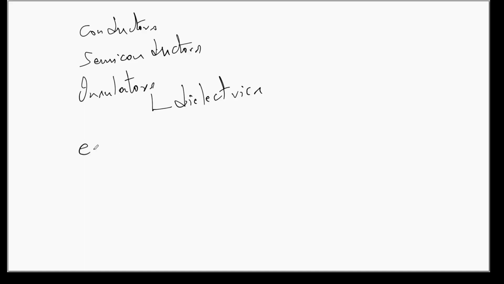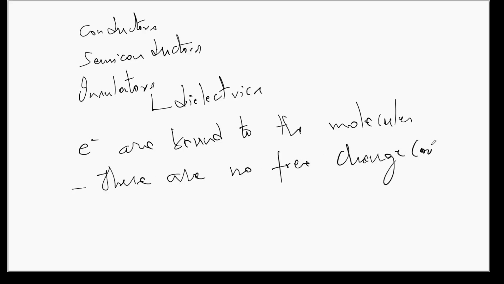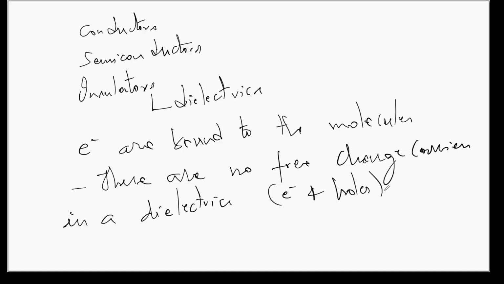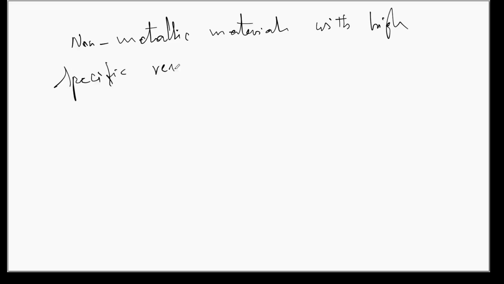In a dielectric, the electrons are bound to the molecule, which means there are no free charge carriers in a dielectric. These charge carriers include the electrons and holes. We do not find electrons and holes. The dielectrics are non-metallic materials with high specific resistance, and they have negative temperature coefficient of resistance.